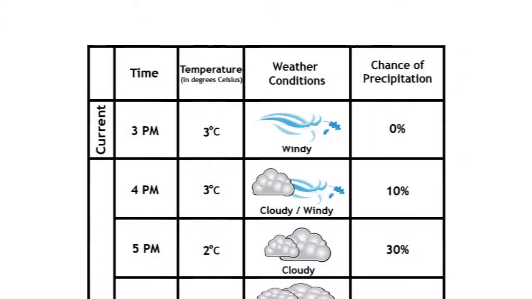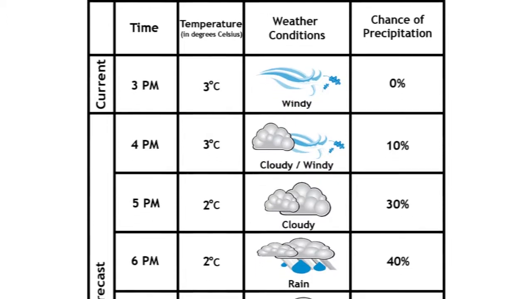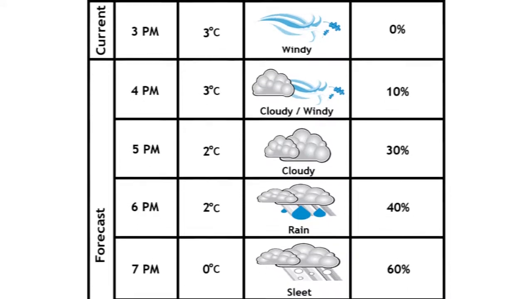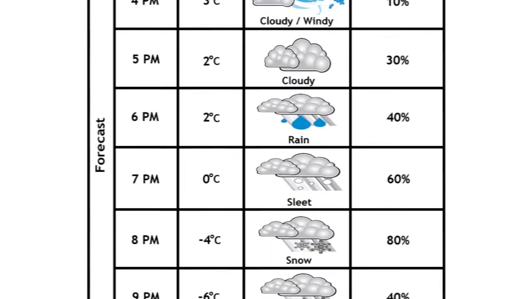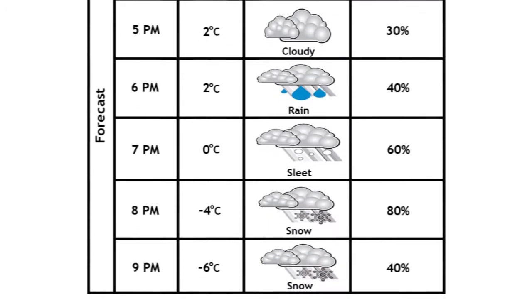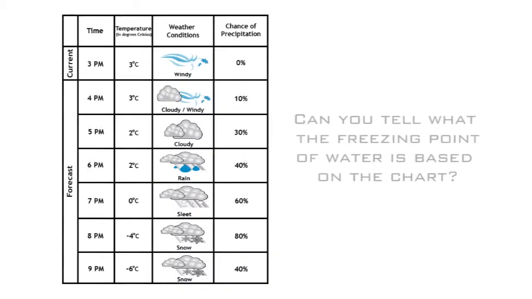Let's see. Right now, the temperature is 3 degrees Celsius and it's also pretty windy. Look at the next few hours. A cold front must be moving in. See the predicted temperature dropping? The forecast is changing too. Can you tell what the freezing point of water might be by looking at the chart?